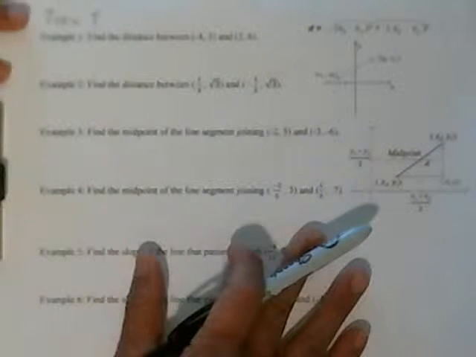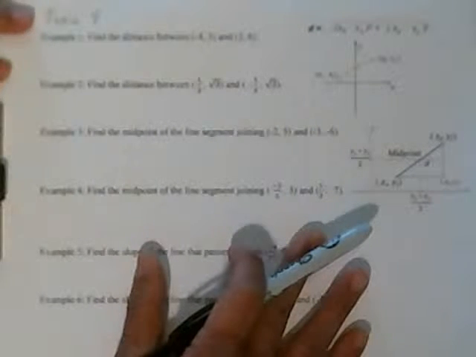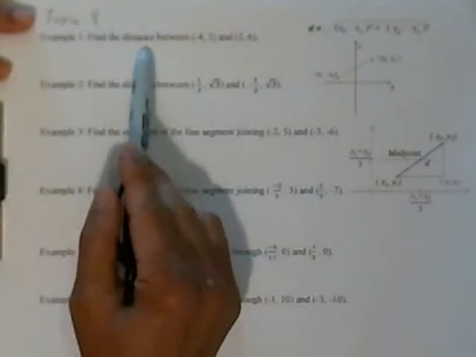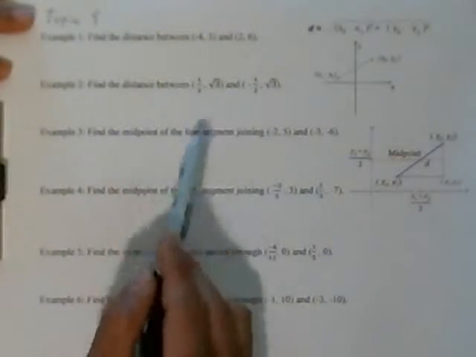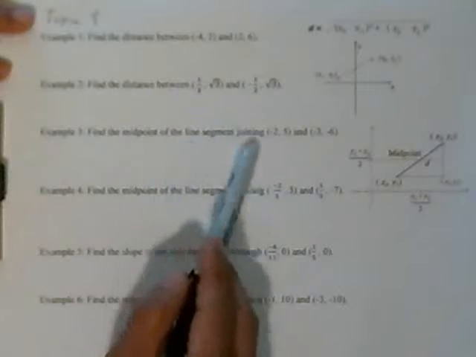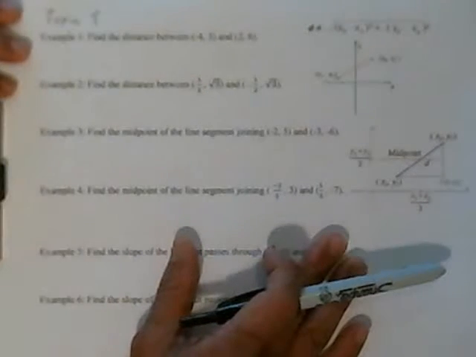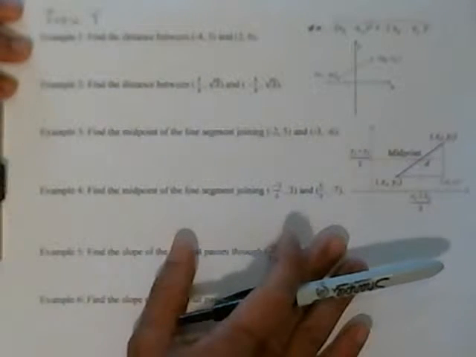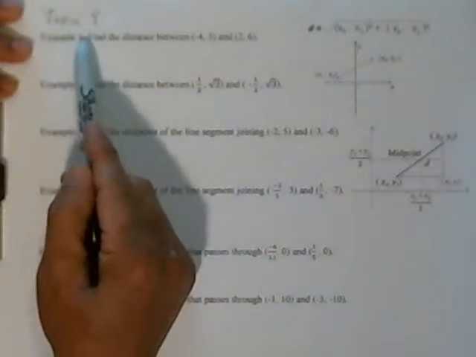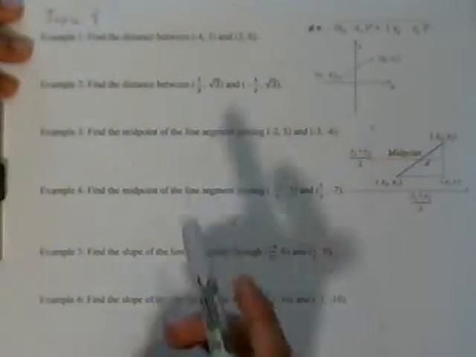I'm going to be going over topic number 9 from Foothill Technology High School's Precalculus class. First thing I'm going to do is find the distance between 2 points, find the midpoint using 2 points, as well as find the slope of the line. It's pretty basic stuff. You should know most of these by now, but we're going to be going over this in detail, okay? So example number 1, find the distance between -4, 3 and 2, 6.